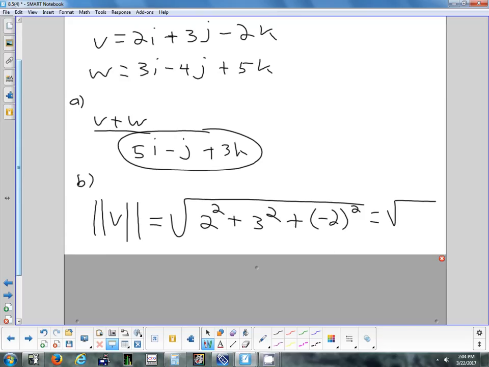Okay, so if we do this out, 2 squared is 4, 3 squared is 9, -2 squared is 4. What's 4 plus 9 plus 4? 17. And just like with the distance formula, if you can reduce that, you generally do.